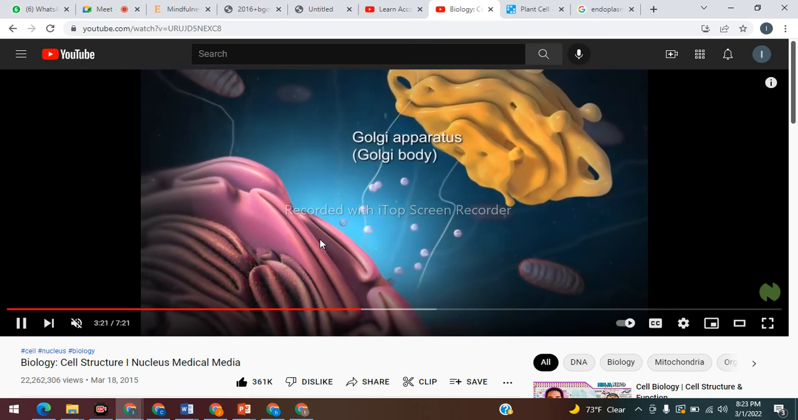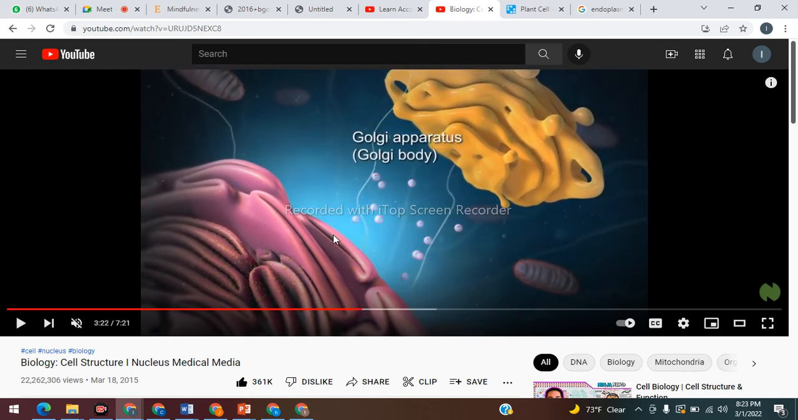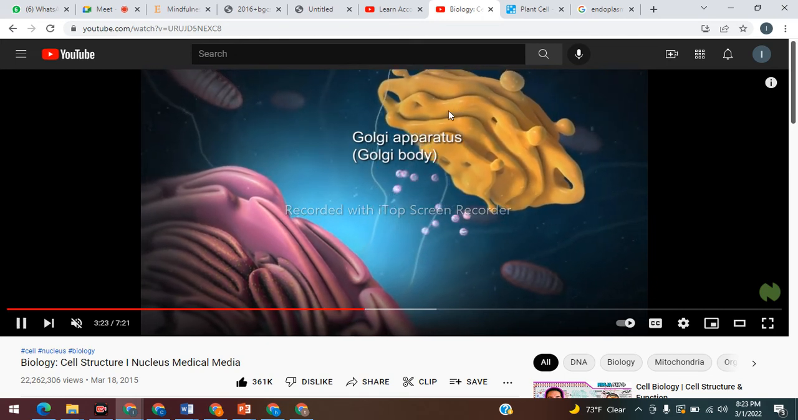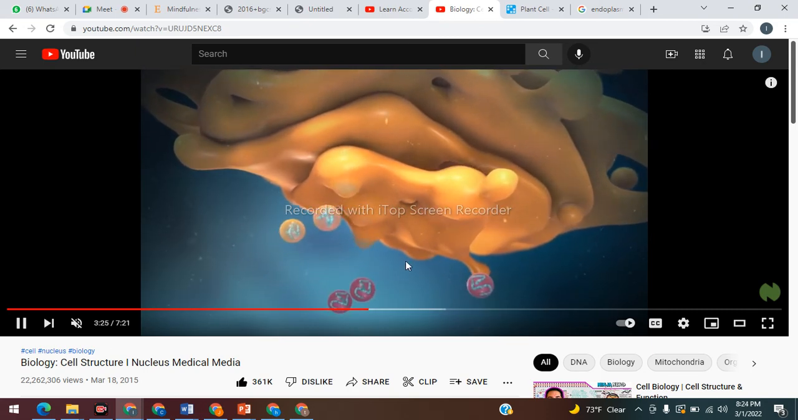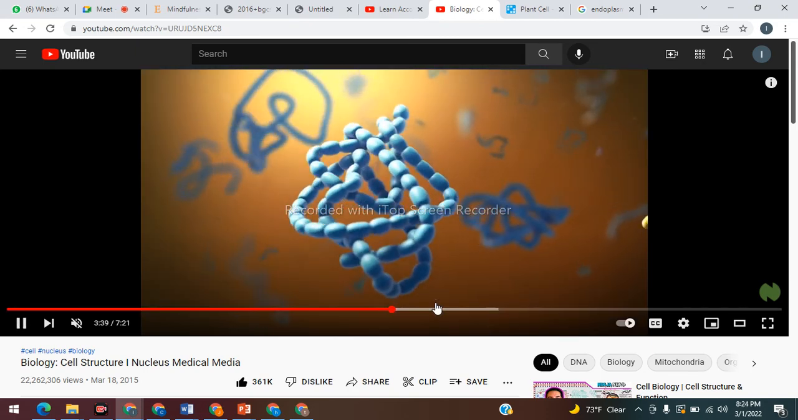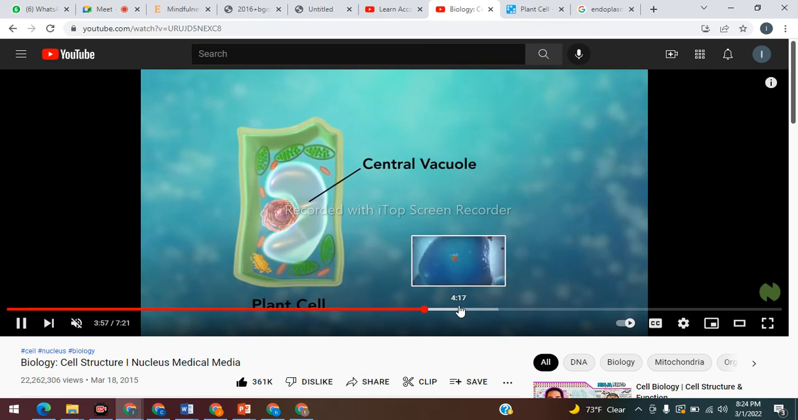No, they actually were inside the endoplasmic reticulum. No. Okay, so this is the Golgi apparatus, the Golgi bodies.